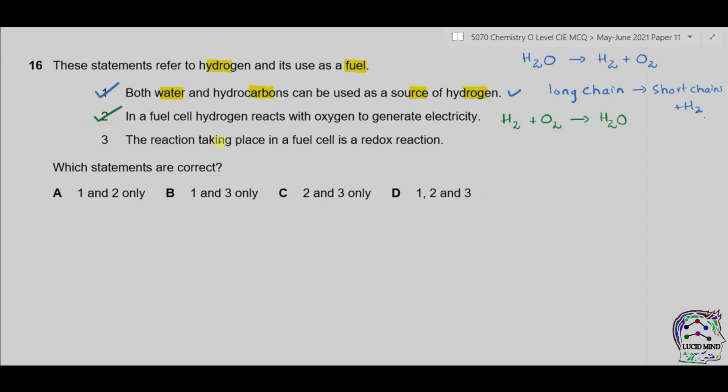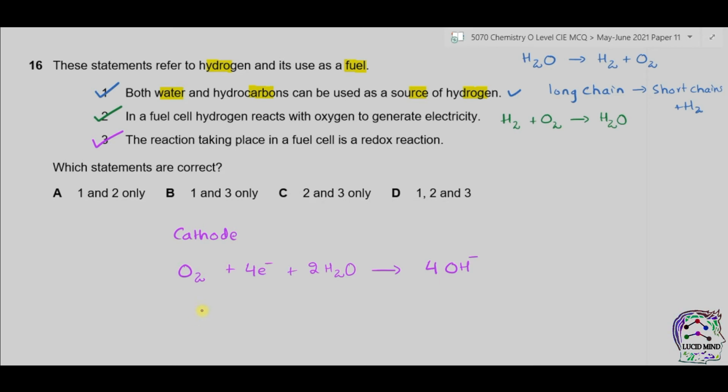Option 3. The reaction taking place in fuel cell is a redox reaction. This is also a true statement. We can see the reactions taking place. At cathode, what happens is that oxygen gas moves towards cathode, it gains electrons along with water molecules to form hydroxide ions.